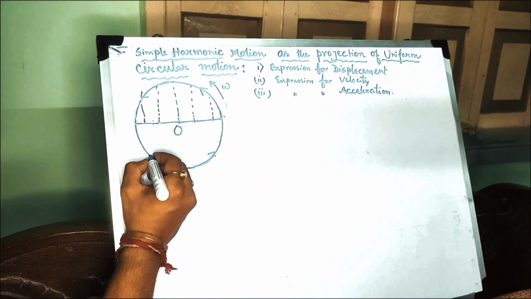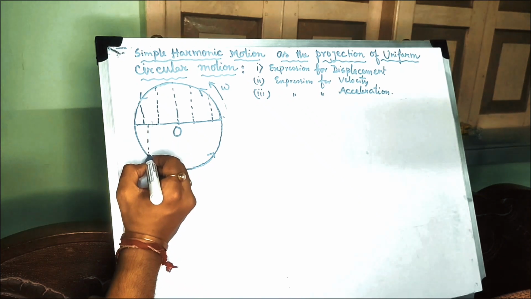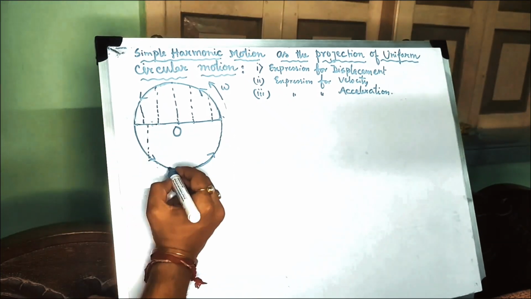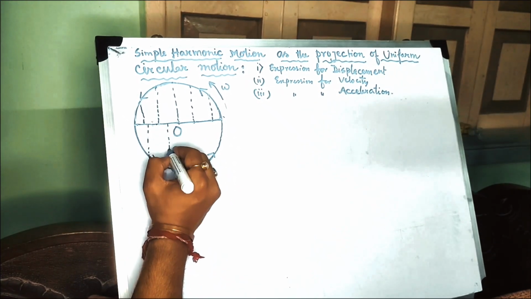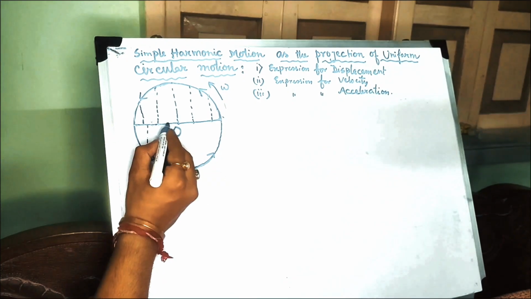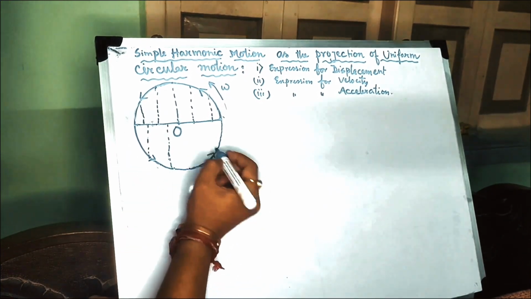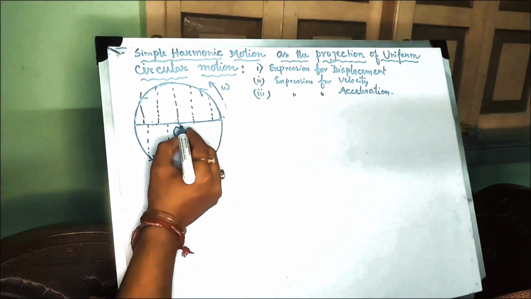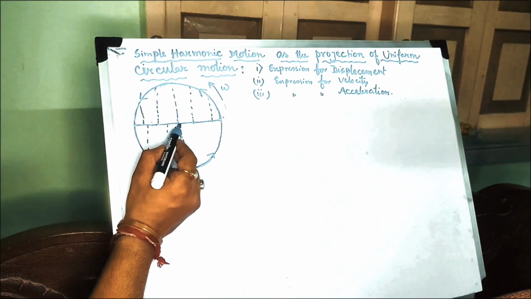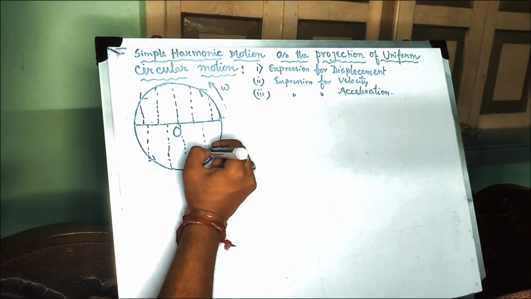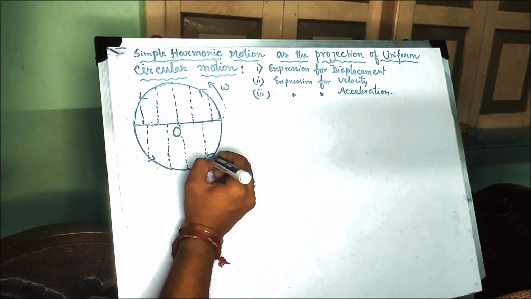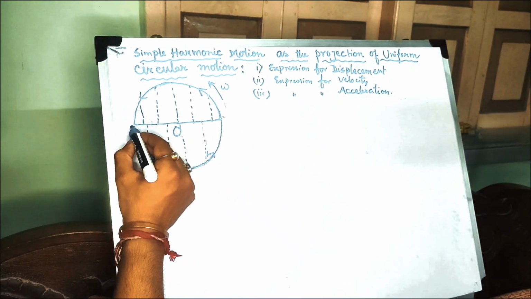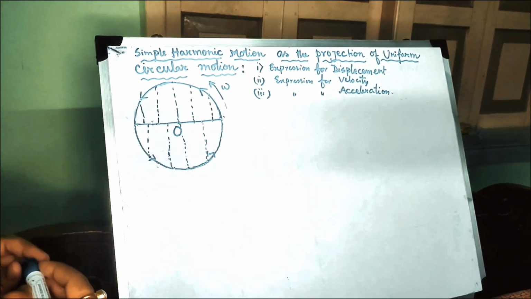In the lower half cycle, when the particle reaches here, the projection of the particle on the diameter is over here. When the particle is here, the projection on the diameter is at this point. So when the particle is coming here, you can see the projection of the particle is falling on the diameter at this point. In this way, in the lower half cycle, the projection is actually moving from left to right. So try to understand once again.